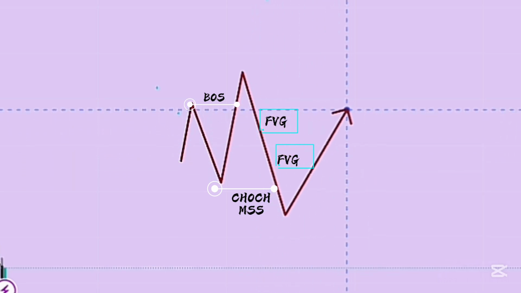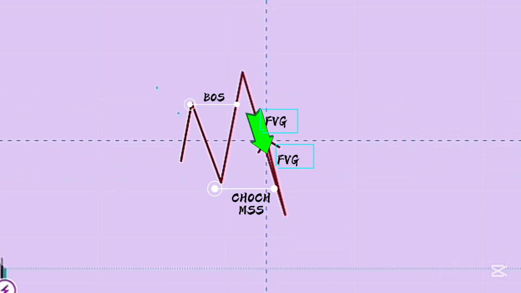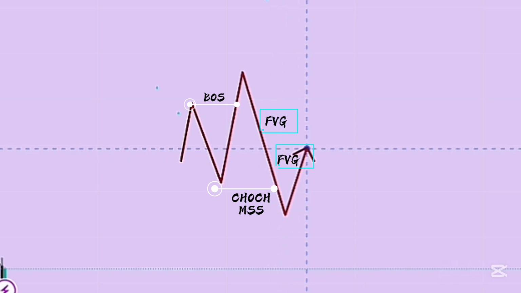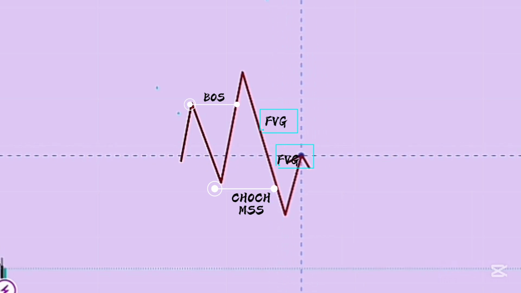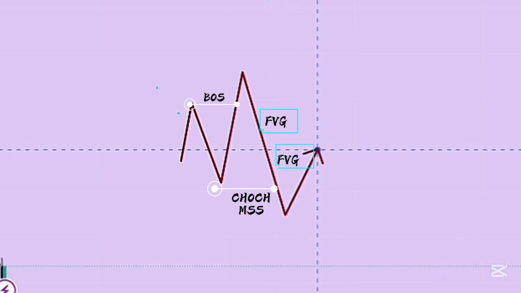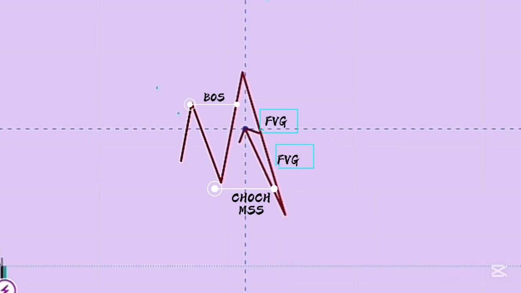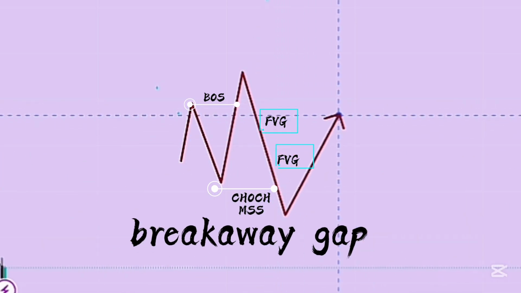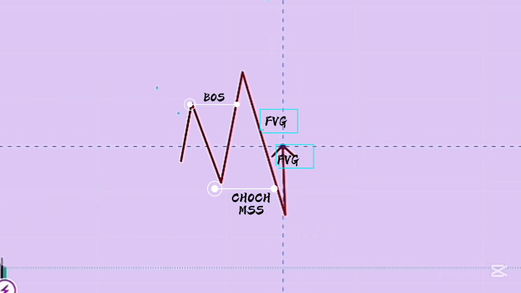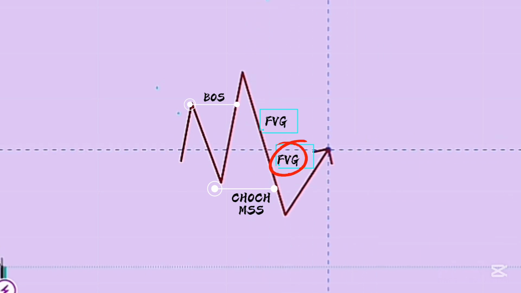So guys, take note, if you have two FVGs on a swing, on a dealing range just like this, what you expect to do is to follow the first FVG, because price always respects the first FVG, the closest FVG to you. Most times it doesn't get to the second FVG, and that is what we call the breakaway gap. So when you see an impulsive move downward or a displacement downward, just know that you're picking the first, the closest FVG to you.